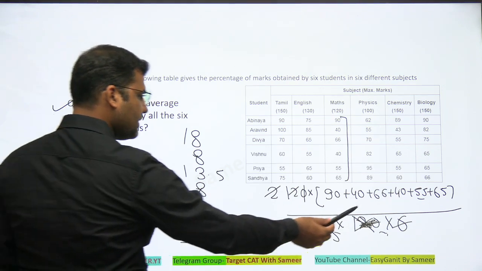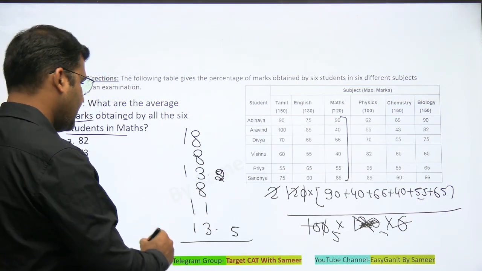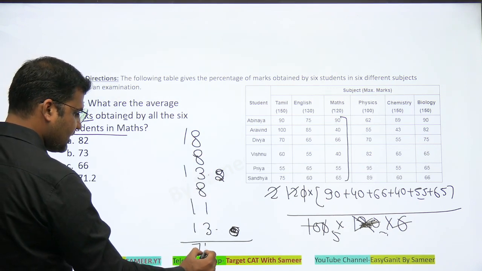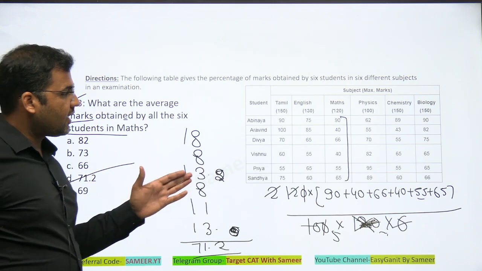Okay, when I divide 66 by 5, it would be 13.2, right? And this would be exactly 13. Add them up, you will get the answer as 71.2. This is the way of solving this question, right?